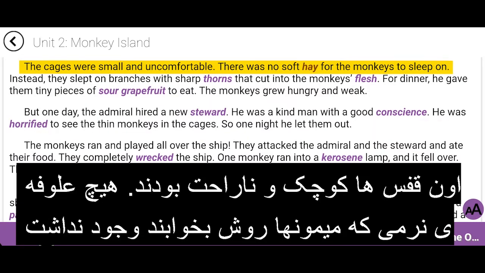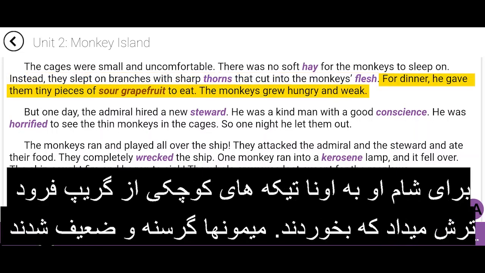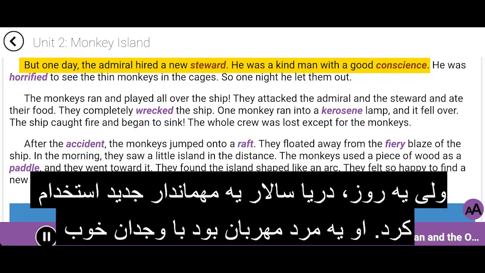There was no soft hay for the monkeys to sleep on. Instead, they slept on branches with sharp thorns that cut into the monkey's flesh. For dinner, he gave them tiny pieces of sour grapefruit to eat. The monkeys grew hungry and weak. But one day, the admiral hired a new steward. He was a kind man with a good conscience.